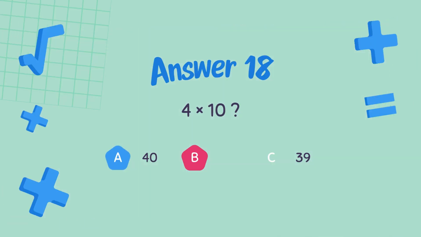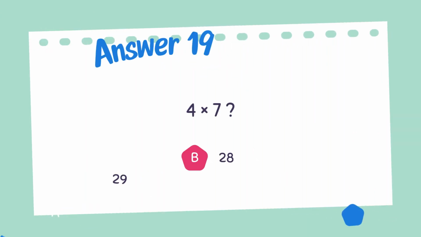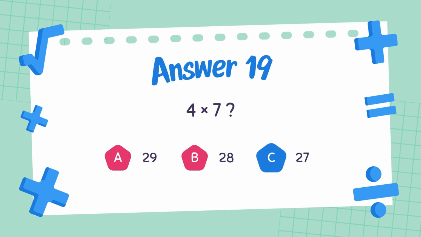Awesome. Question 19. What is 4 times 7? Is it A, 29, B, 28, or C, 27? The answer is B, 28.